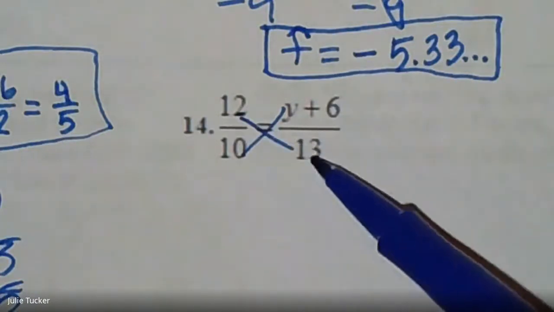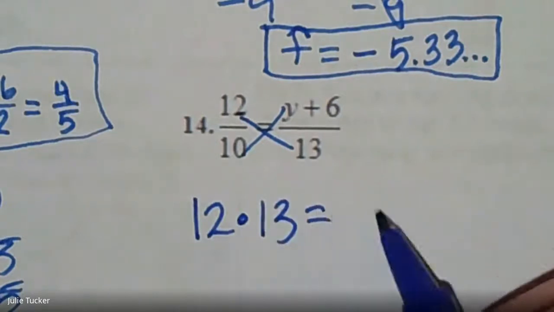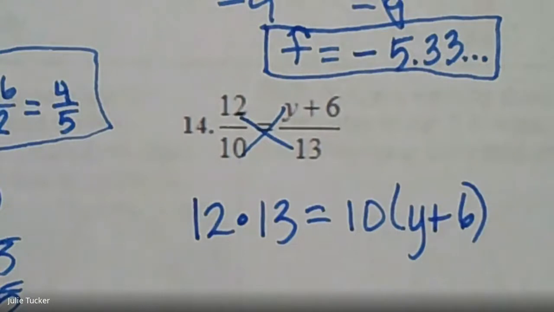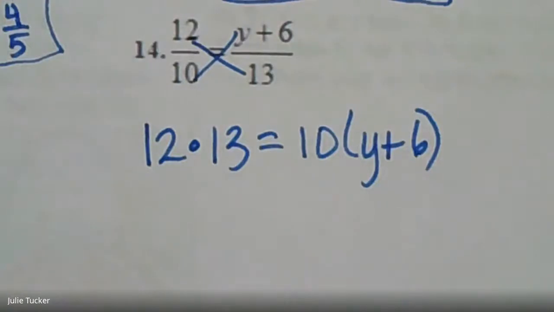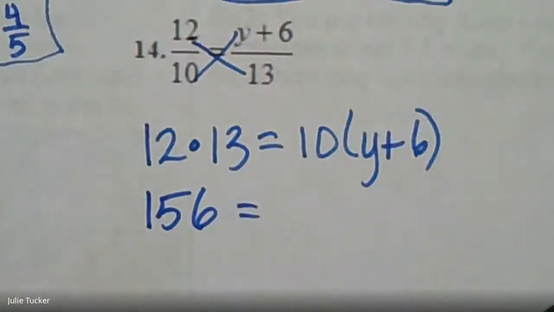This is 12 over 13. So 12 times 13 equals 10 times y plus 6. Let me move my paper up. 12 times 13, is that 156, I think. Will you double check that with your calculator, please?